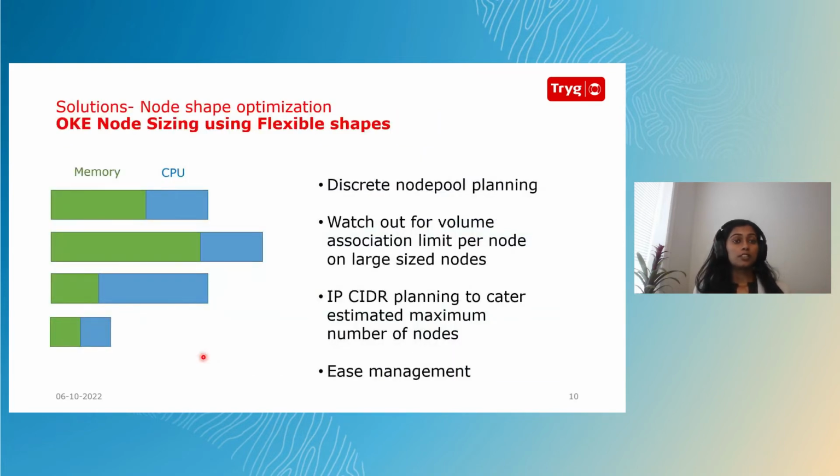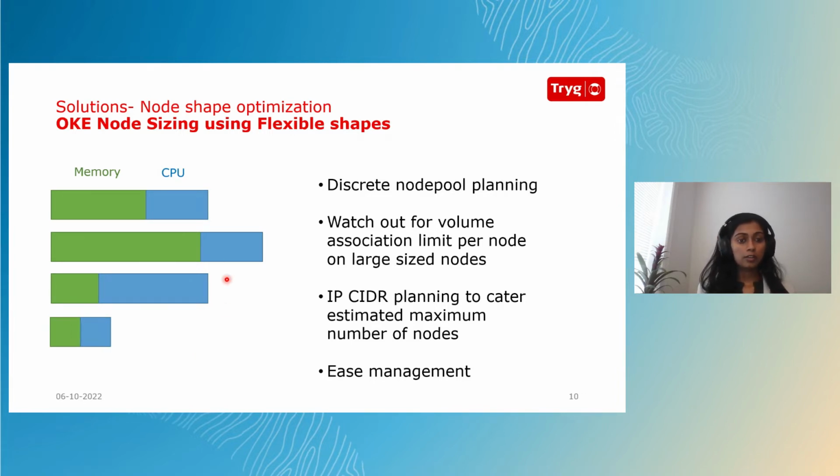So talking about optimization of resources, we first started with node shape optimization. Oracle provides something called flexible shapes of the VMs that can be configured as the worker nodes in the Kubernetes cluster. The user can configure the number of CPUs and the number of GBs of memory that a VM could have on a particular node pool. This is configurable, and what we suggest is to have discrete node pools. I mean, every node pool should be of a certain kind and should serve a very specific purpose.